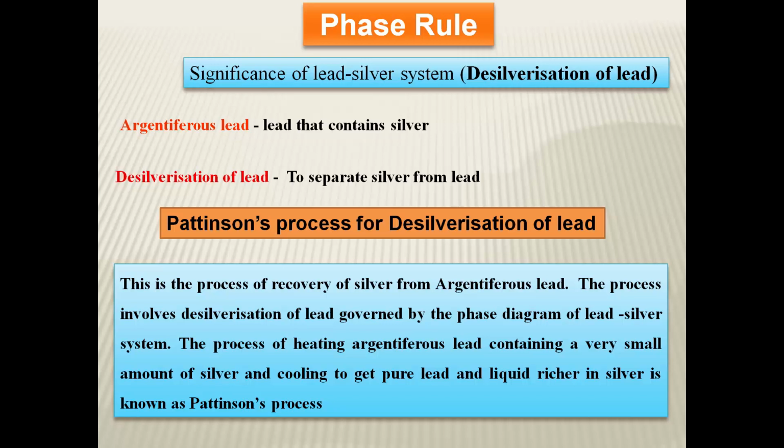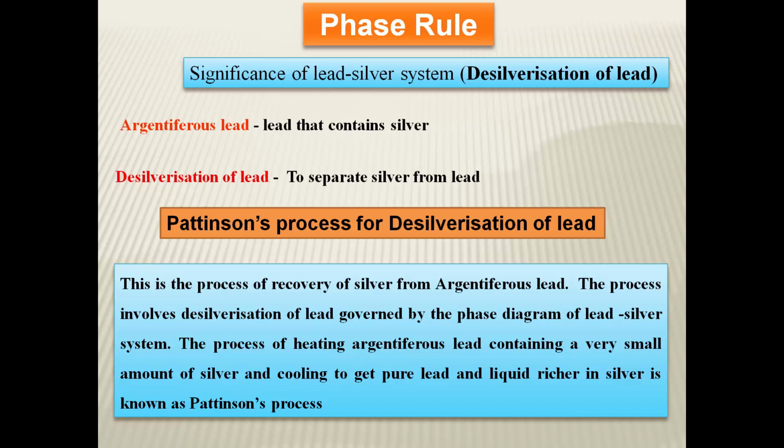Before we move to the process of desilverization, it's very important to be familiar with a few terms. What do we mean by argentiferous lead? Argentiferous lead is lead that contains silver. That is, in a sample of lead, there is an impurity of silver present. That sample of lead containing silver as an impurity is known as argentiferous lead. Now, we want to remove this impurity silver from the lead sample to get pure lead. That process of separation of silver is known as desilverization.